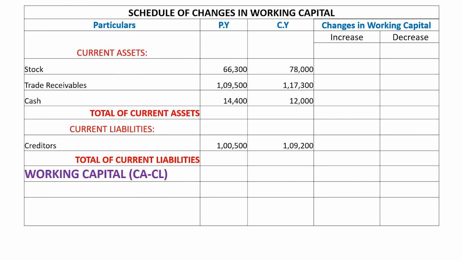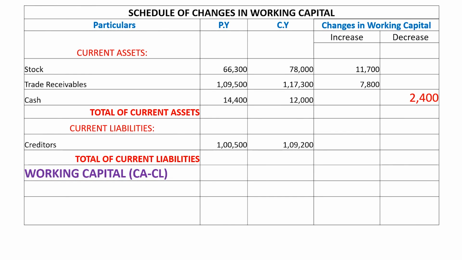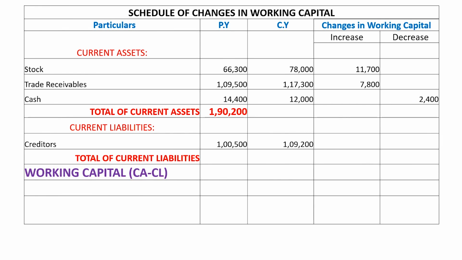So moving on to the first asset, stock. There is an increase in current asset of rupees 11,700. There is a direct relation between current assets and working capital, so there is an increase in working capital. Trade receivables, same is the case. Moving on to cash, the current asset cash is being reduced by rupees 2,400, showing a direct relation with working capital. We are entering 2,400 in the decrease column of working capital. So we are totaling the current assets for 2 years.